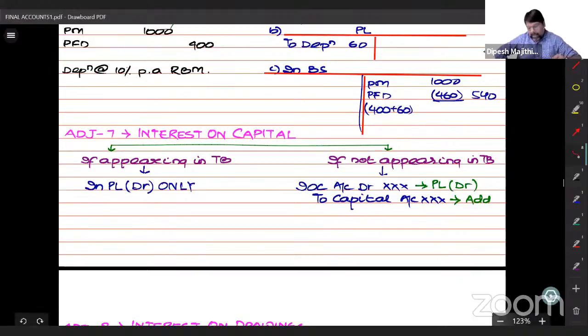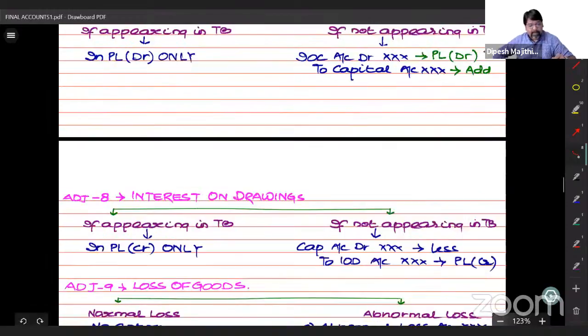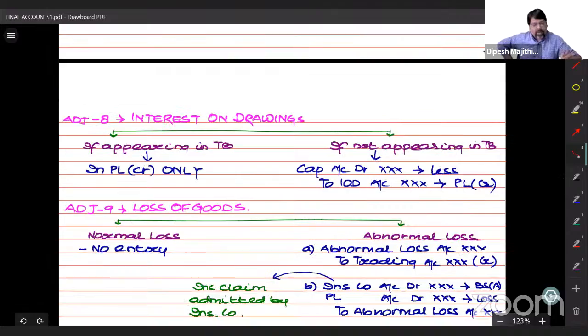Interest on capital, if it is given in trial balance, is an expense for the firm. So P&L debit. If not appearing in trial balance, interest on capital will come in P&L debit and it will be added to capital. Interest on drawings is an income. If appearing in trial balance, only P&L credit. If not appearing in trial balance, less from capital and P&L credit.